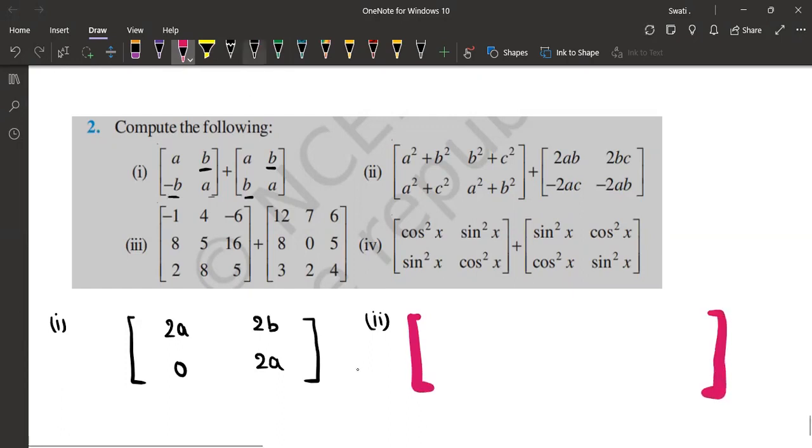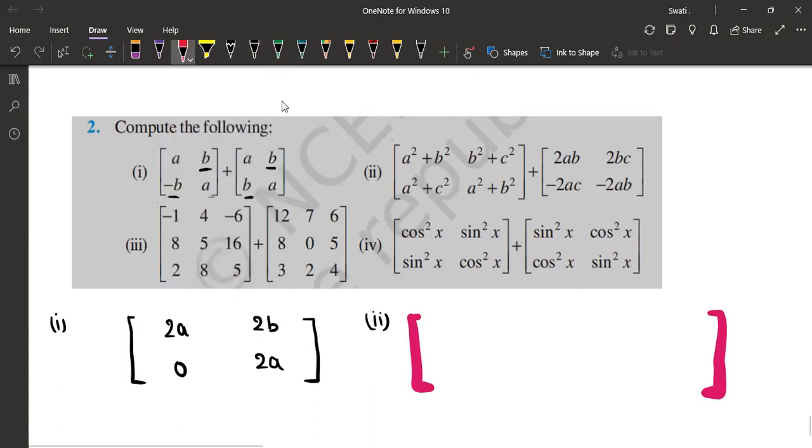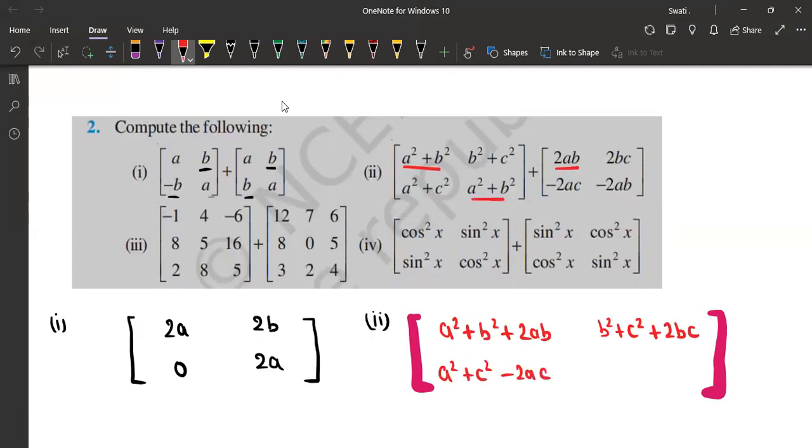Okay, the second question. So for that, I would like to take that color. The first entry is A square plus B square plus 2AB. So write down A square plus B square plus 2AB. Next entry is going to be B square plus C square plus 2BC. Next entry is going to be A square plus C square minus 2AC. And next is A square plus B square minus 2AB.